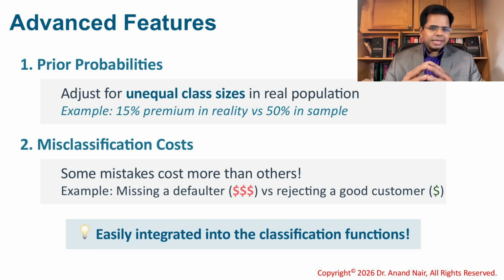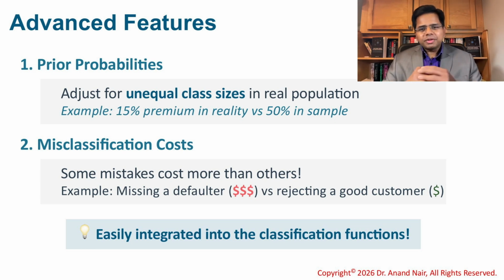Second cool feature, misclassification costs. Not all mistakes are created equal. If you're a bank, missing a credit defaulter costs you way more than rejecting someone who would have paid you back. Maybe it's 10 times worse. Discriminant analysis lets you account for this. You can literally tell the model, hey, this type of mistake is expensive. Please try harder not to make it. It's like having weighted grades in school where the final exam counts for 40%, some things just matter more.